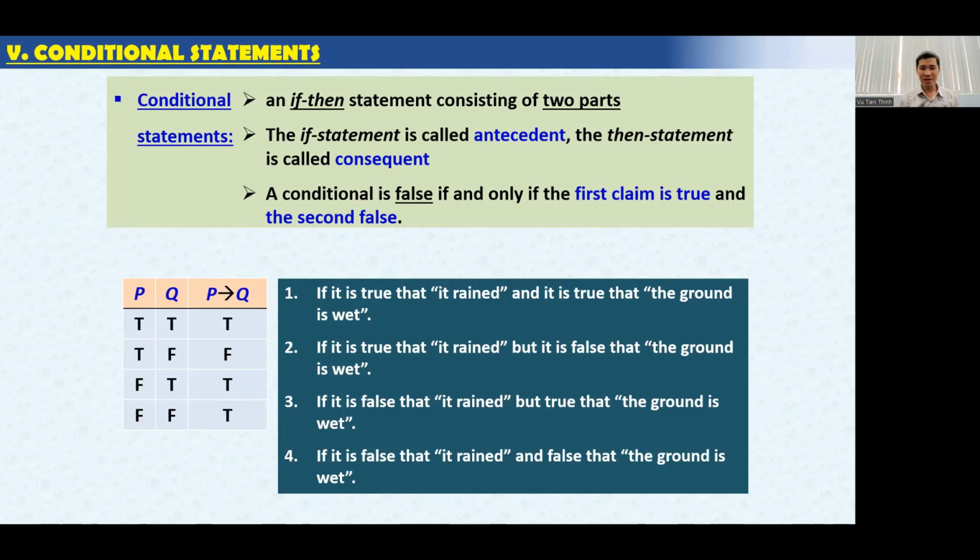What about the last one? It's false that it rained, it didn't rain, and the ground is not wet. It's logical that way. Then according to logic, only when the first claim is true and the second claim is false, then it's false.